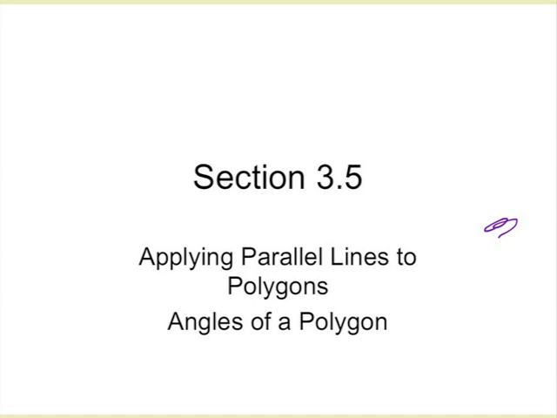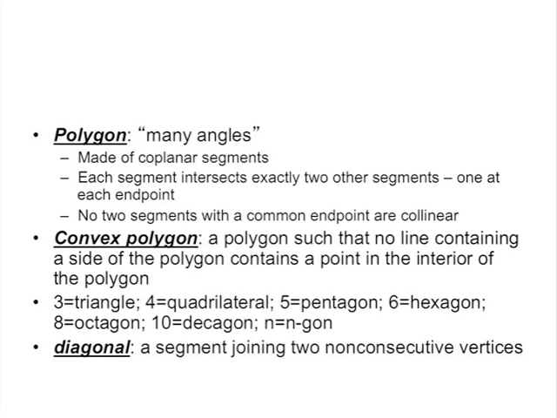Yesterday we learned about triangles. Today we are going to extend this up to talk about what are called polygons. A polygon is defined as having many angles. So poly as a prefix means many. What other words can you think of that start with poly?